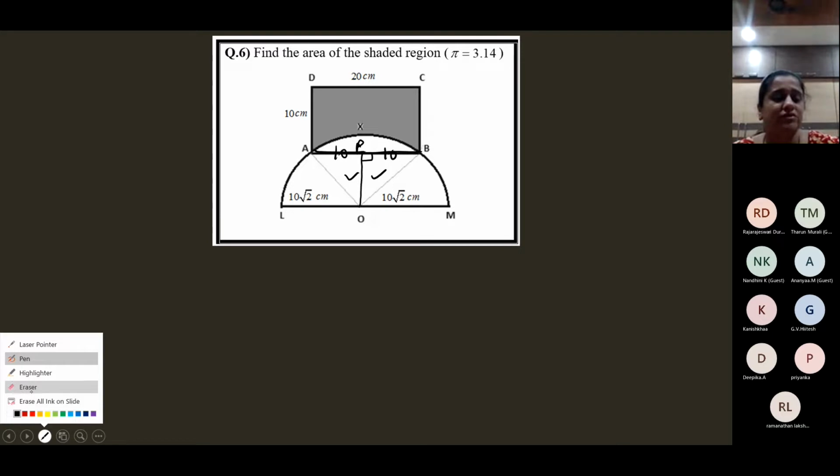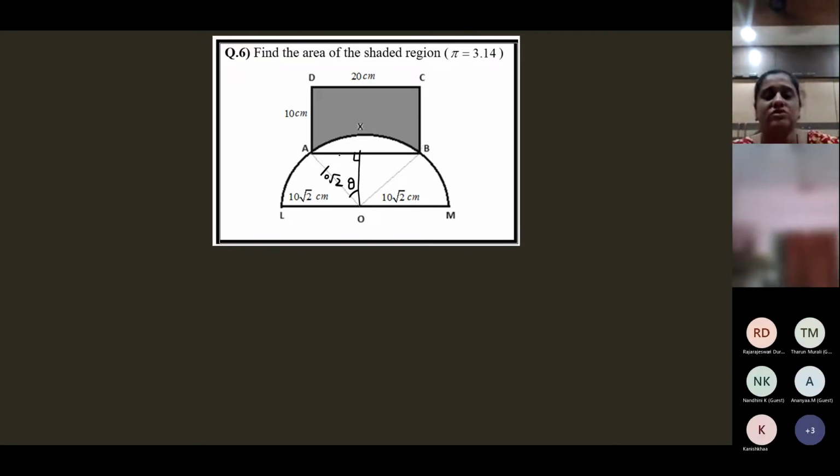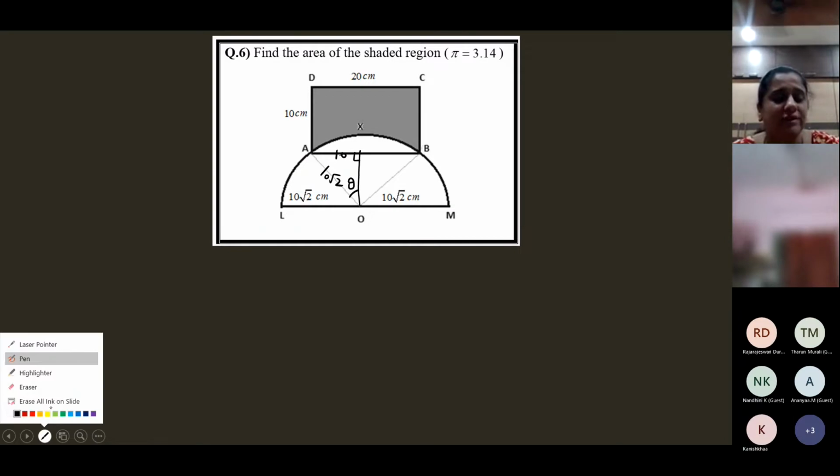Now use trigonometry. We need to find this whole angle. But from this right triangle, you can only find a part of it. So let's find this angle theta. This one is 10 root 2, this one is 10 root 2, and this one is 10. So which ratio connects the opposite and hypotenuse?